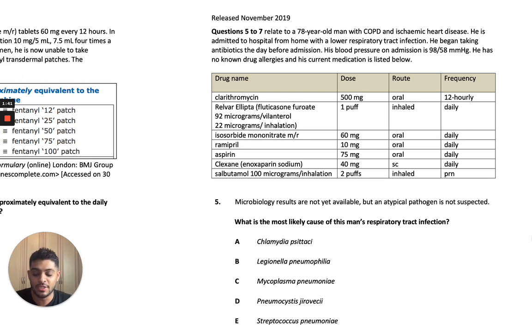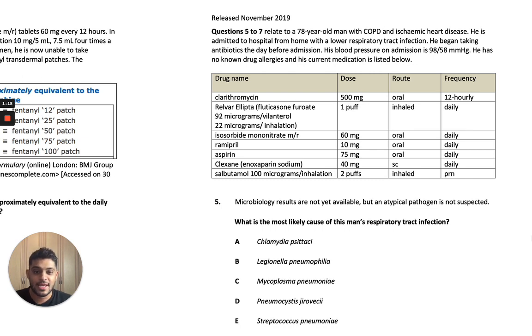non-culturable atypical organisms. By non-culturable, they neither conform to a gram-positive or a gram-negative form when this is tested in the microbiology lab. So they're non-culturable, they're atypical. So if you have an understanding of atypical organisms, you can rule out the first 3.